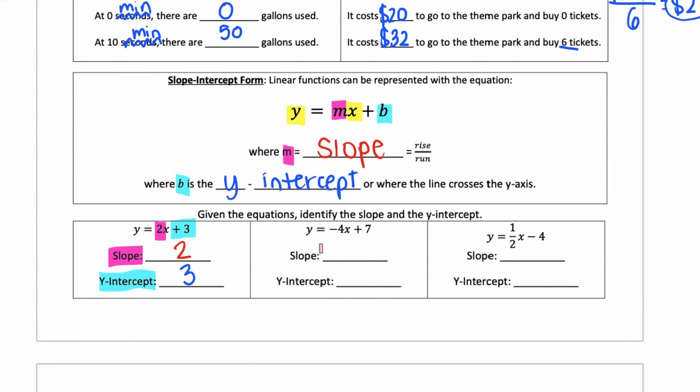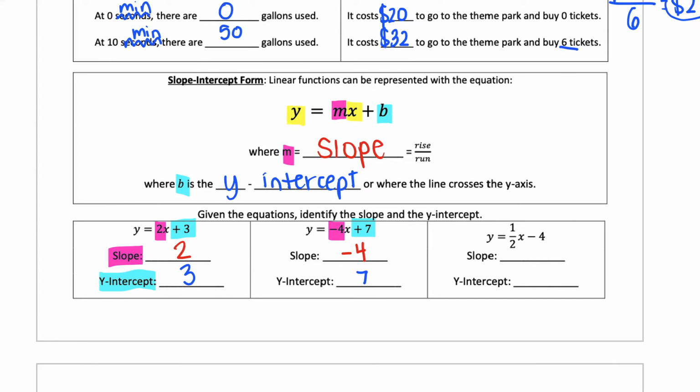We have the next one, identifying the slope. Negative 4 is the coefficient that's hanging out with x, and positive 7 is the constant that is being added to x. So our slope here will be negative 4, and the y-intercept is positive 7.